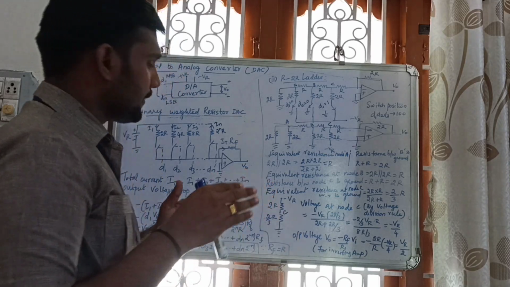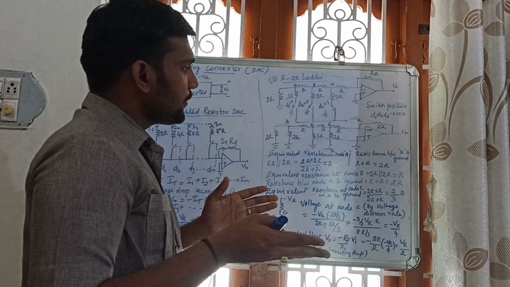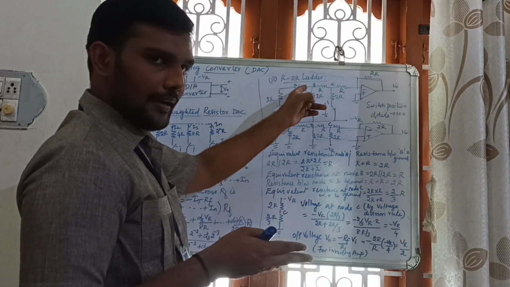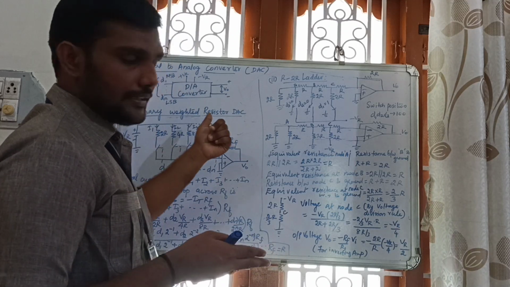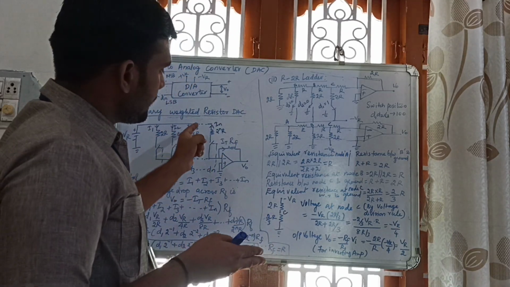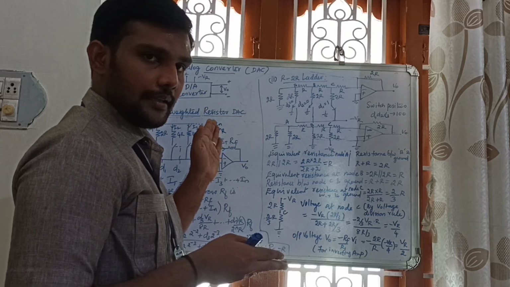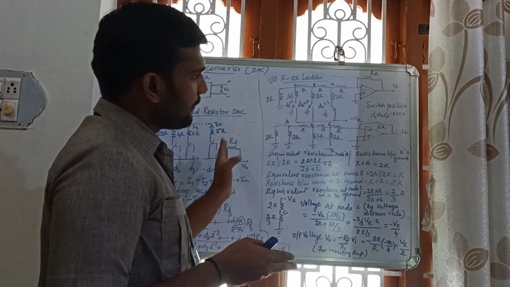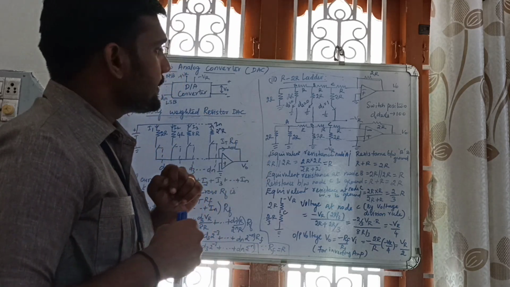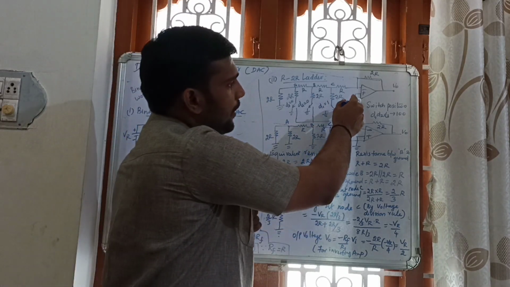So very high values of resistance should not be used in the case of the R-2R ladder. But in a binary weighted resistor DAC, if the number of digits increases, the value of the resistor will increase, right? That drawback will be overcome in the case of the R-2R ladder DAC.